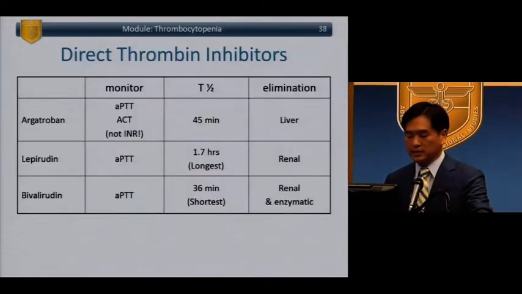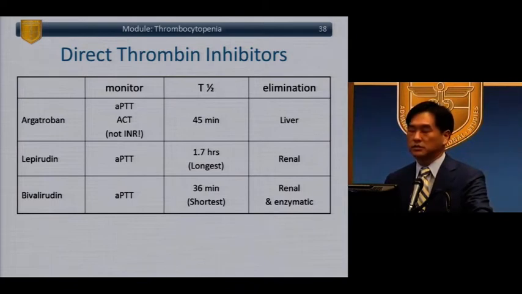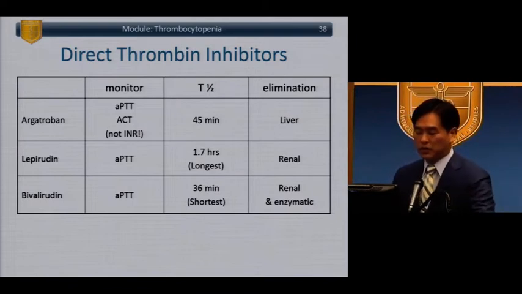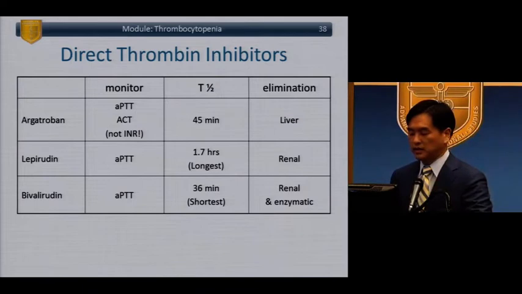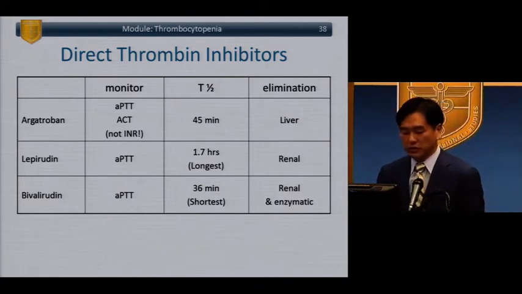The DTIs, these are the IV DTIs that we have. PO, there's Pradaxa, which is dabigatran, and that's available PO. So with argatroban, it has liver elimination, whereas lepirudin and bivalirudin are leech venom derivatives, and they undergo renal elimination.